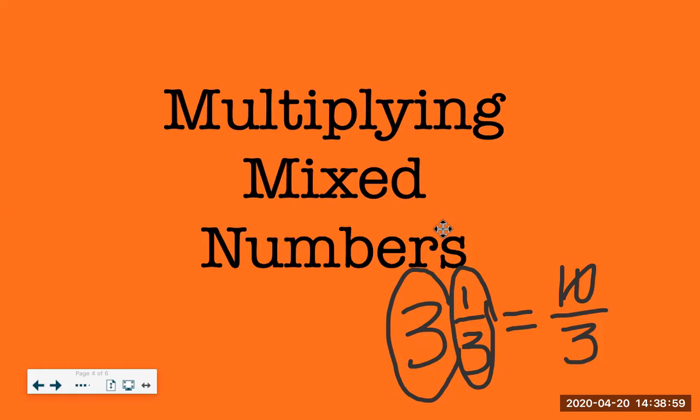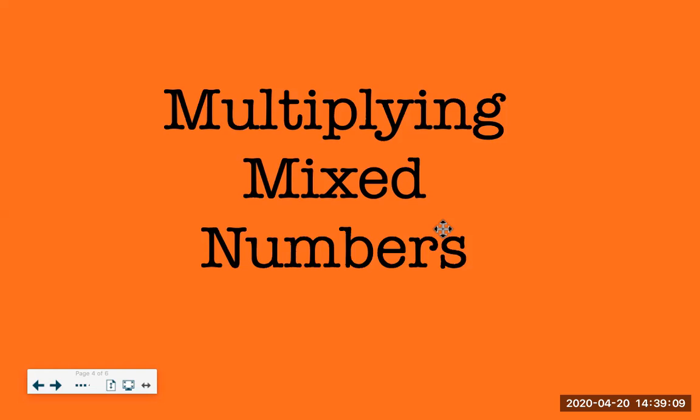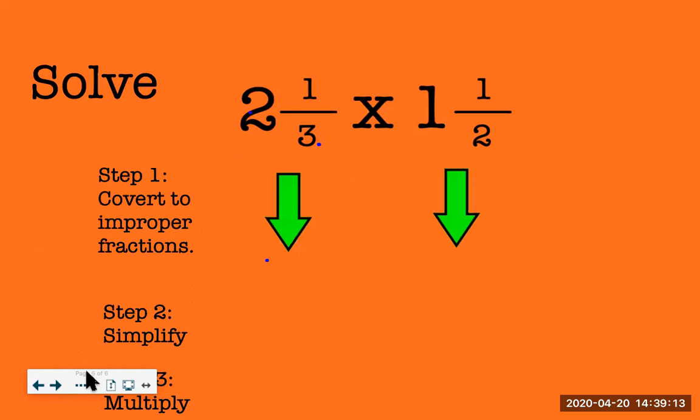So anytime I have a number like 3 1/3, I can also represent it as 10/3 and have the same value, okay? So when it comes to multiplying mixed numbers, that's going to be how we handle it. We're just going to turn them into fractions and then multiply them, knowing that you know how to do that.